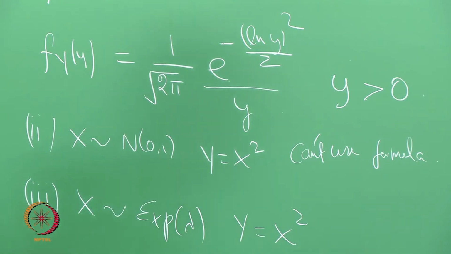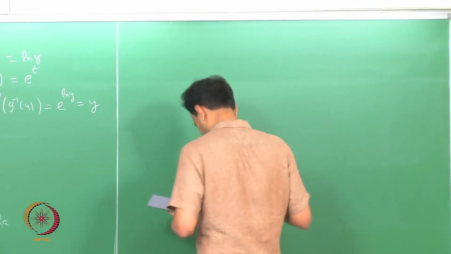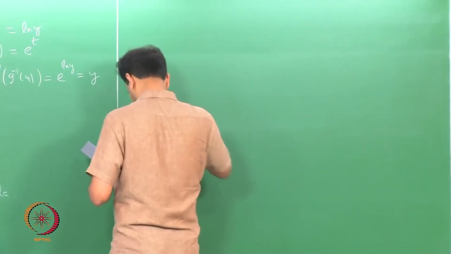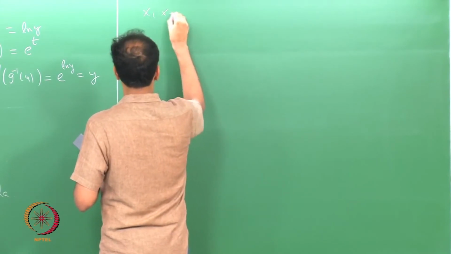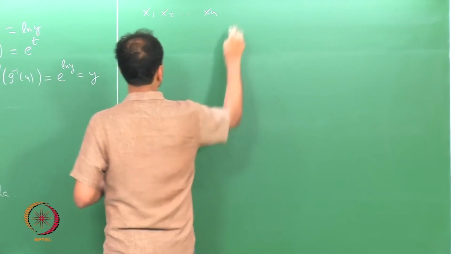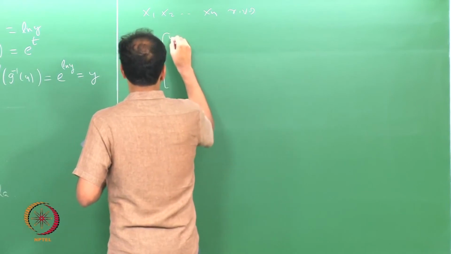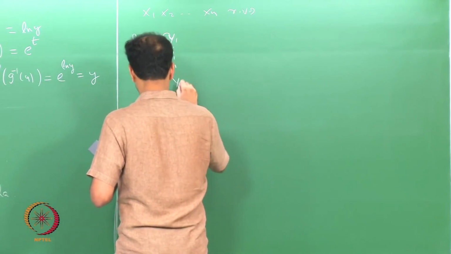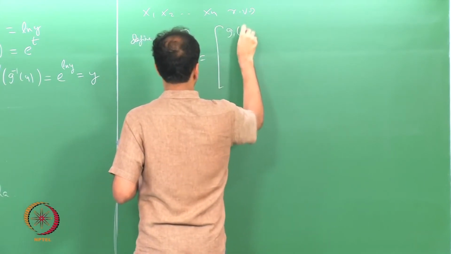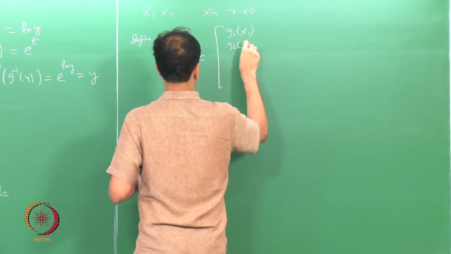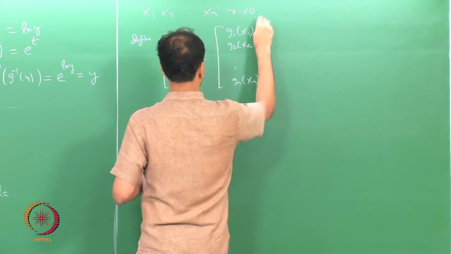I will do the n dimensional version of this, a more generalized version. So, you have x 1, x 2, up to x n as random variables, and define y 1 through y n as, let us say, g 1 of x 1, g 2 of x 2, and so on, g n of x n.